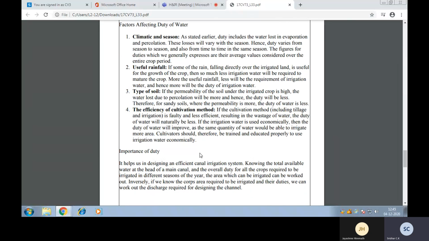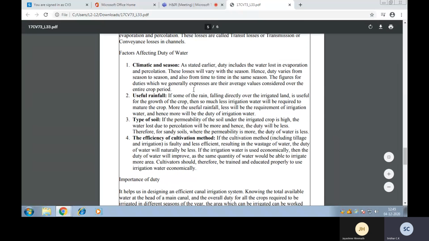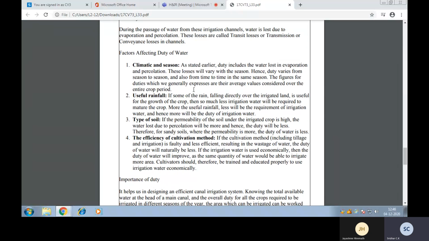And some of the factors affecting the duty of water are climatic change and seasons, the rainfall intensity, the type of soil, and also the method of cultivation.